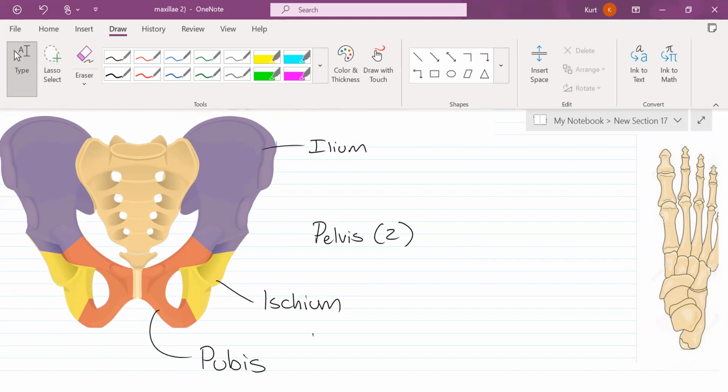This is the ilium. This is the ischium. This is the pubis. Right at the pubis, there is a piece of cartilage called the pubic symphysis. It allows for some mild stretching when women are giving birth. Sometimes it can be torn.